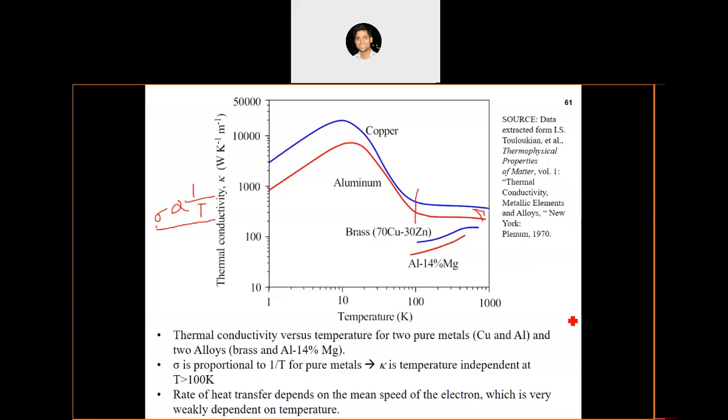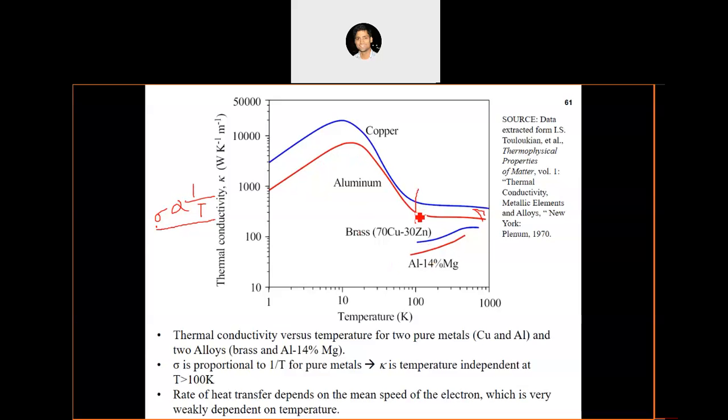Some important points I will just repeat. We get constant thermal conductivity above 100 Kelvin because electrical conductivity follows 1/T temperature dependence only above this temperature. Below this temperature, the temperature dependence is much stronger. That's why we get a different dependence of thermal conductivity also. We will not discuss this part here, because we will discuss it in the next chapters. If we want to explain electrical conductivity below 100 Kelvin, we need to bring in some quantum concepts, which we will discuss in the next chapter.